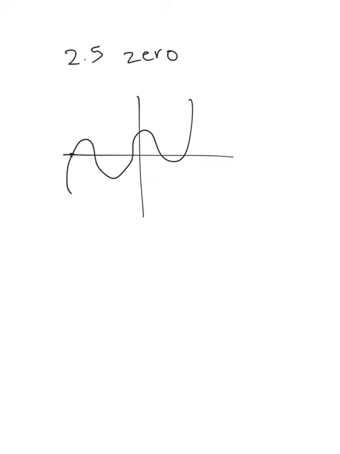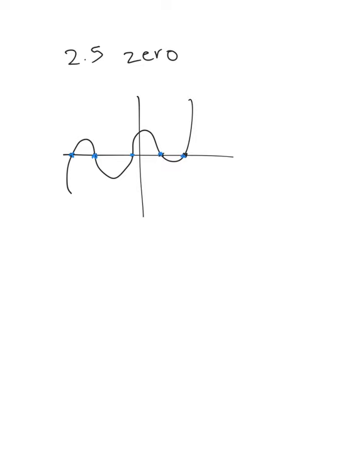Now we are on to 2.5, and we're going to talk about the zeros, or the rational zeros of a function. Remember, the rational zeros of any function are where the function crosses the x-axis. So those would be our rational zeros right there, and there, and there, and there.